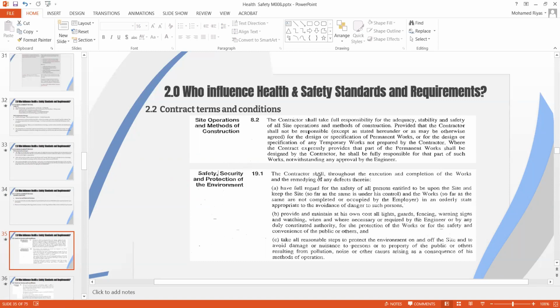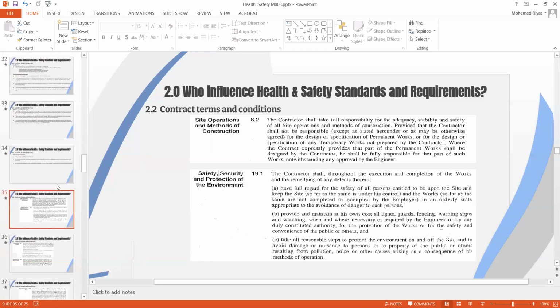Clause 19.1 in FIDIC pure form says the contractor shall, throughout the execution and completion of the works and remedying of any defect therein: A, have full regard to the safety of all persons entitled to be upon the site; B, provide and maintain at its own cost all lights, guards, fencing, and warning signs; and C, take all reasonable steps to protect the environment on and off site and avoid damage or nuisance to persons or property. So 19.1 gives the detailed contractual requirement. The contractor needs to adhere to safety standards.